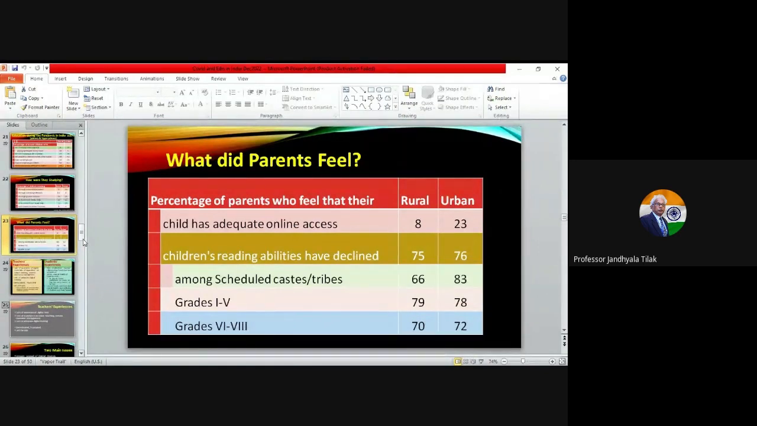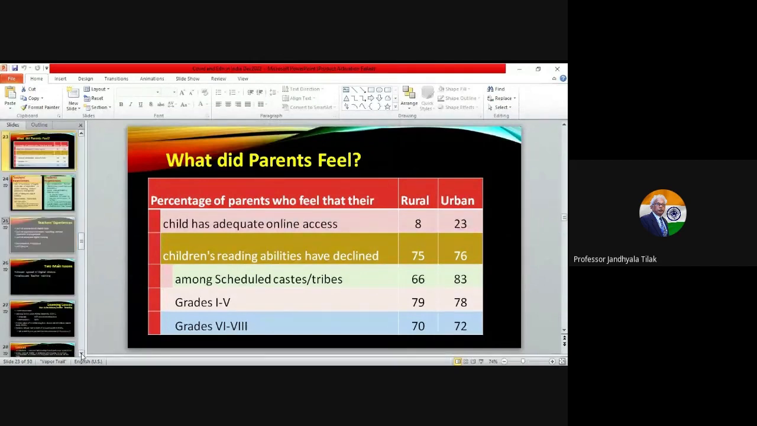Parents obviously feel that children do not have adequate online facilities, they do not have online access for whatever may be the reason, and the proportion varies between 8% in rural areas and 23% in urban areas. And what is more important, we find that among all the people, with the primary schools and upper primary schools, among the rural children and among the urban children, the reading abilities of the children have come down quite significantly. 75% of the parents feel that the children's reading abilities have declined during this period compared to the earlier period. I think that's really an important, shocking finding that we should recognize very clearly.